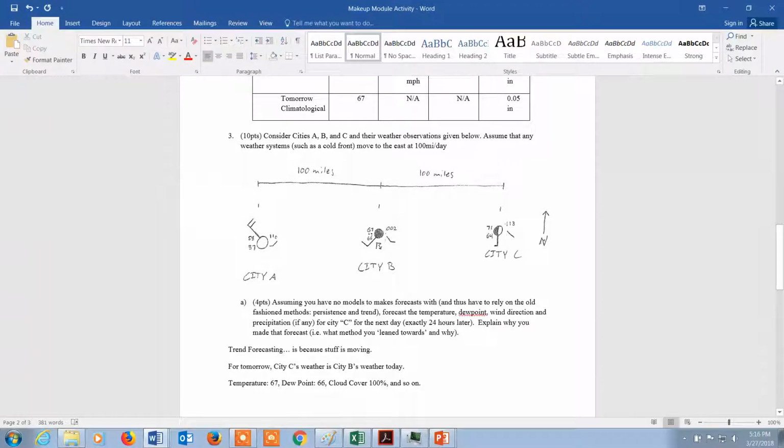So really all you're doing here is you're taking whatever weather conditions were at city B and you're moving them over to city C. And then you're taking whatever conditions were at city A and you're moving them over to city B. And this is because all of the weather and all the weather systems are moving east at 100 miles a day. Now the last question that I want to ask is, what kind of weather systems may actually be present here?